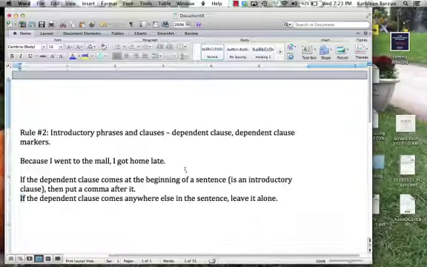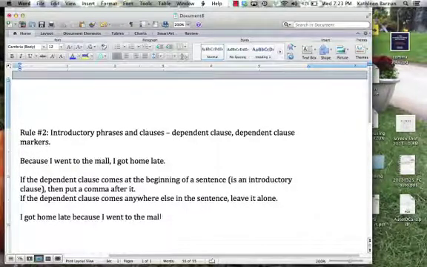But that last one's important because in all of these you can always move it around. So I could say I got home late because I went to the mall. And in this instance, I'd leave it alone because here's my dependent clause, but it isn't at the beginning of the sentence, it's at the end. And so I'd leave it alone. What that also reveals to us is something important to know about the word because. You should never have a comma before the word because. Do you see it?